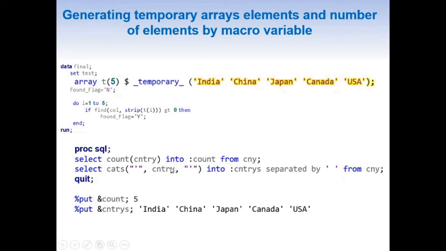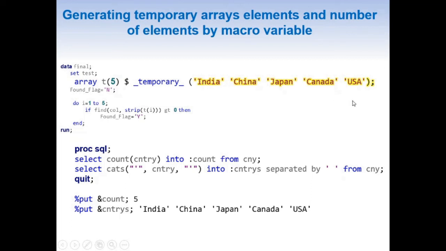The first value which we want to generate is the number of elements. This we can do simply by doing select count(CNTRY), this is the column in which we are interested, into :count from CNY. This creates the count macro variable, and the value of which we can see by using %put and by referencing it as &count, and you can see that it resolves to 5.